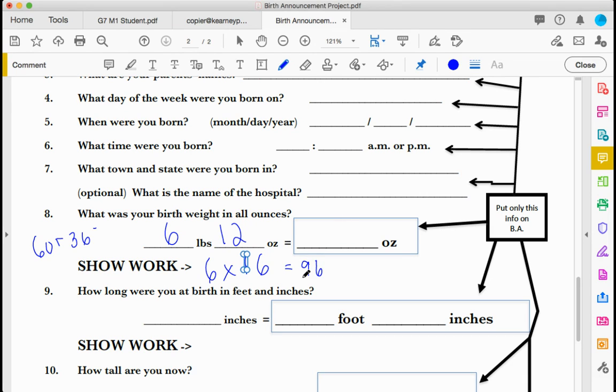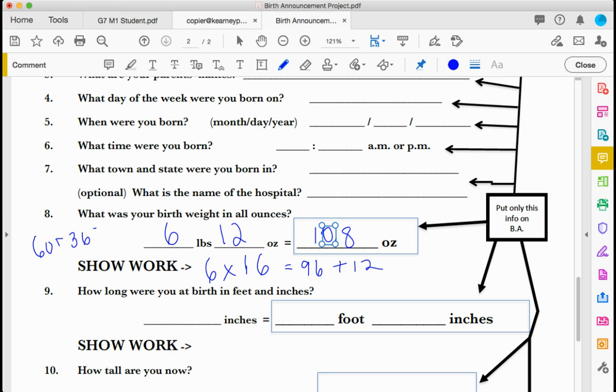Now, is that my answer? No. What do I need to do? Add the ounces. So now I add 12. Okay? 96 plus 10 is 106. What's 106 plus 2? 108. Notice what I did there. Notice that I broke that number into 2 parts. Okay? I did 10 and 2. When we break it into parts, things are going to be a lot easier. That stupid box. We'll get over it. Okay? 108 ounces.